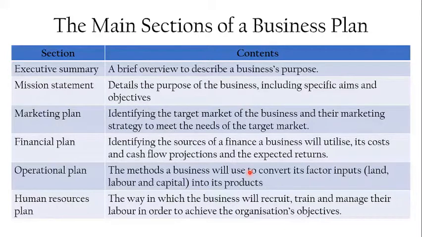The operational plan is going to be all about how the business is going to produce its product. How's it going to get its final product to the customer? Who are its suppliers going to be? How's the business actually going to get those raw materials into the business? How's it going to convert them into the finished product? And how is it then going to ship it to customers? That would be a very important part of the business plan. Finally, the human resources plan would look at the labour the business requires, its workers. How's it going to recruit, train and manage the staff that they need in order to achieve their organisational objectives?